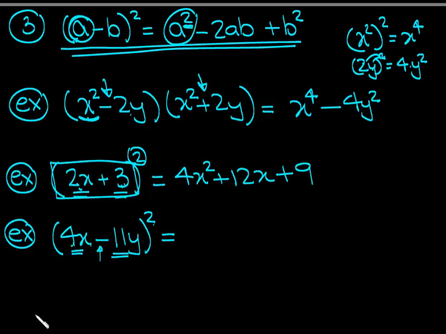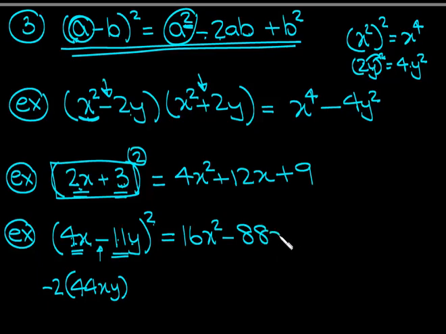What is 4x times 4x? It's 16x squared. Then we take 2 times the product of the first and the second term, and then throw in a negative in the front. So let's do that. What's the product of these two terms? 4 times 11 is 44xy. We get 44xy, and then we multiply that by negative 2, right? Because there's a negative 2 in the front. So you get negative 88xy, and then we take the square of the second term.